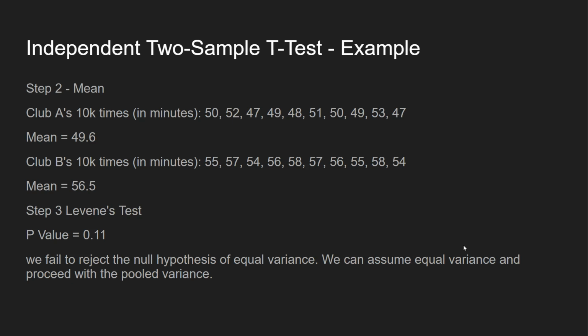First, you want to find the mean of both clubs. Club A is 49.6. Club B is 56.5. Then you want to perform Levene's test. From Levene's test, we get a p-value of 0.11, and we fail to reject the null hypothesis of equal variance. We can assume equal variance and proceed with the pooled variance.